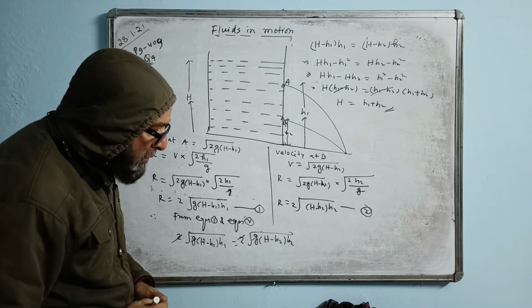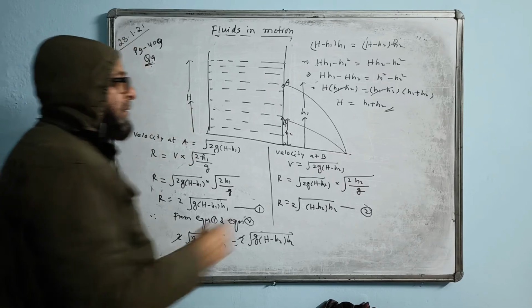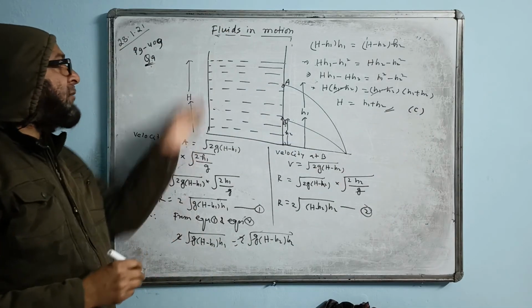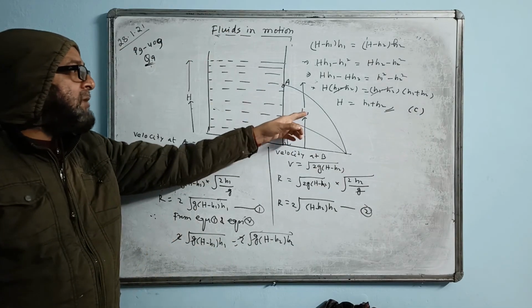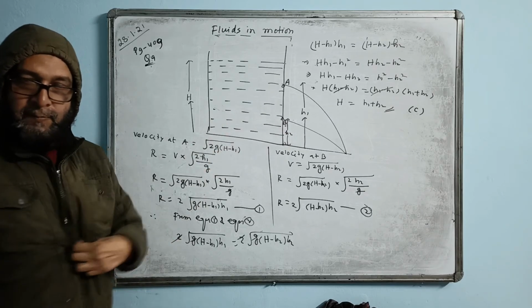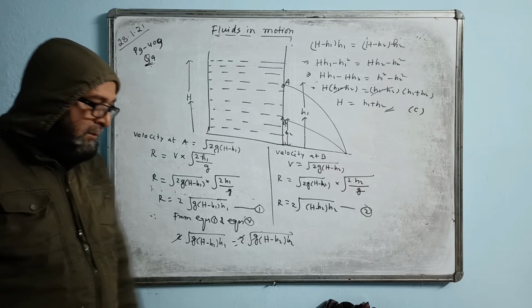So, according to this question, it is matching with option C. Then, what should be the height of the tank? The height of the tank must be equal to h1 plus h2. That is the answer.